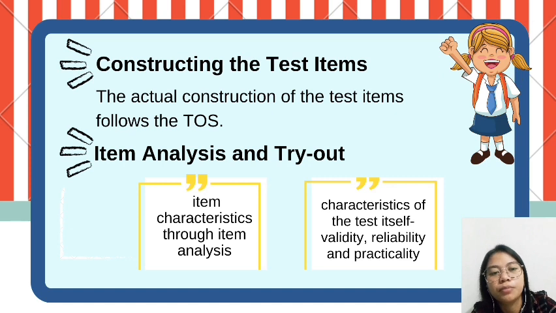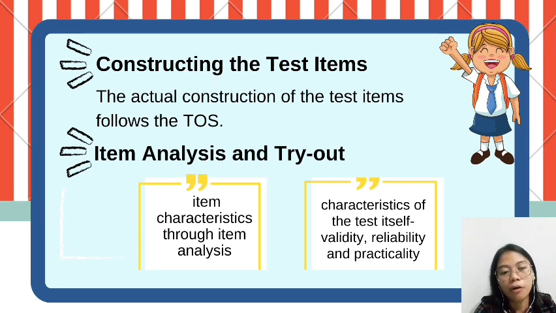So the actual construction of the test items follows the table of specifications. So every test item should be analyzed. It is a generally accepted principle that test construction is a collaborative activity. So an individual, no matter how expert he may be, can potentially be subject to making mistakes. So therefore, in order to minimize this, test items should be reviewed by a team of experts or teachers, or by collaboration of teachers.